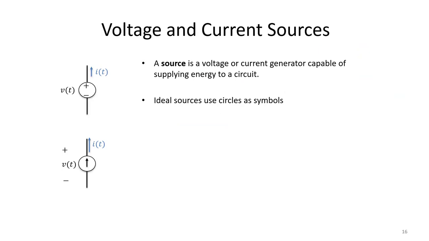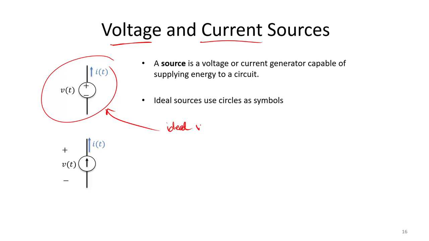All right, let's move on to our next component. So again, now we're moving to some active elements, our voltage and current sources. So in general, a source is a voltage or current generator capable of supplying energy to a circuit. And ideal sources use a circle as a symbol. So here we have an ideal voltage source. And down below we have an ideal current source.